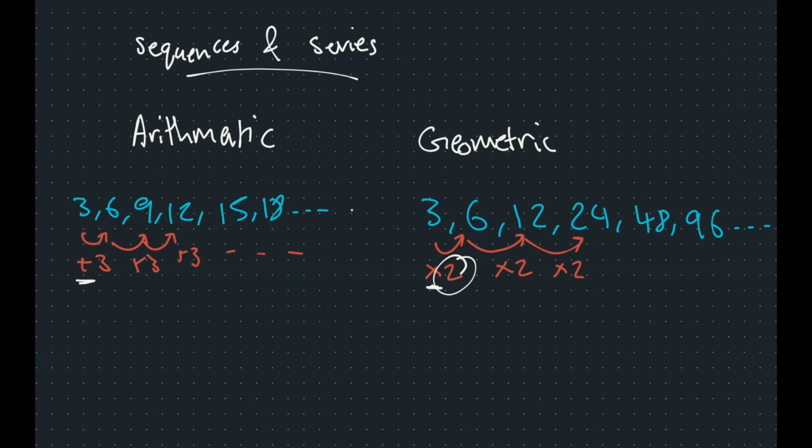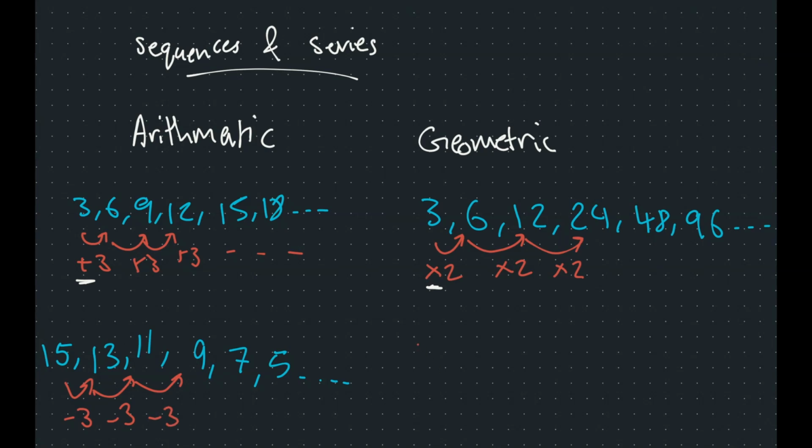Now let's take another example. What if we have, for example, 15, and then 13, and then 11, and then 9, and then 7, and then 5, and so on. So what we'll have here is a decrease. We subtract 3 every time. So minus 3, minus 3, minus 3, and so on.